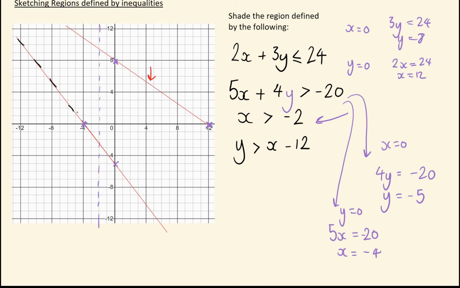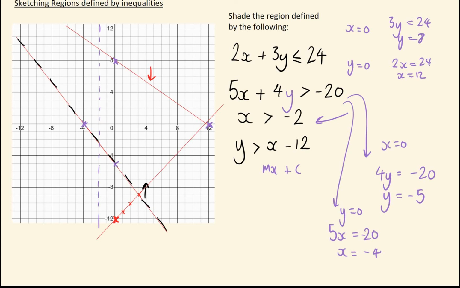I'll just draw over that. And we are above it. Sorry, greater, that means we're above the line. So it looks something like this. And the last inequality is y is greater than x minus 12. So again, that is of the form mx plus c. c is minus 12, so we're going to start here. Gradient's 1, so it's 1 square across and 1 square up. Okay, do a few points. Then get your ruler and we're away.